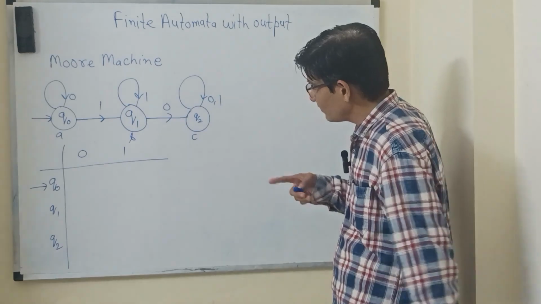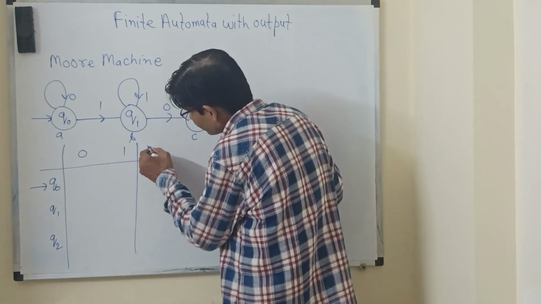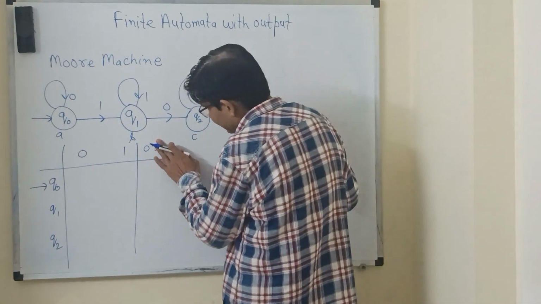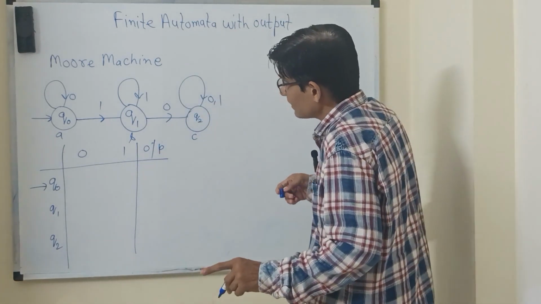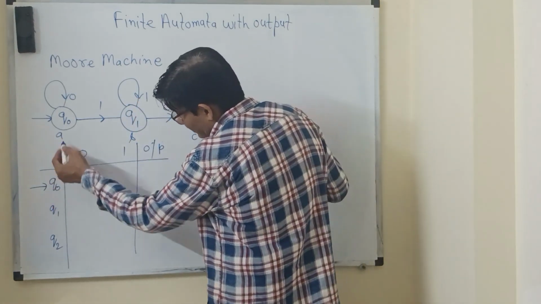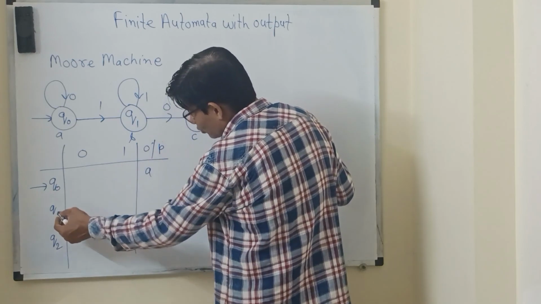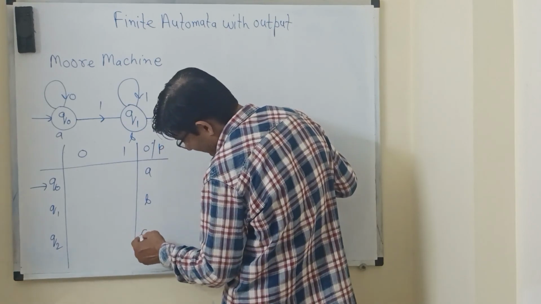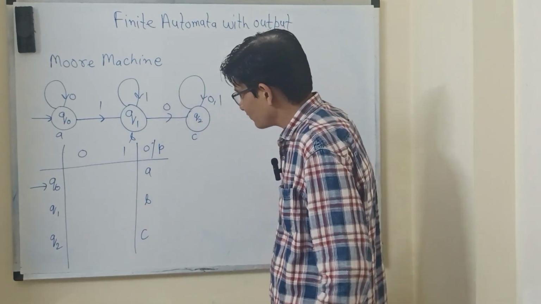And one more thing we will have here in a Moore machine is the output. With each state we have mentioned one symbol. With Q0 we have mentioned A, so I'm writing Q0 A here. Q1 has B, and Q2 has C. So this would be the tabular representation of this machine.